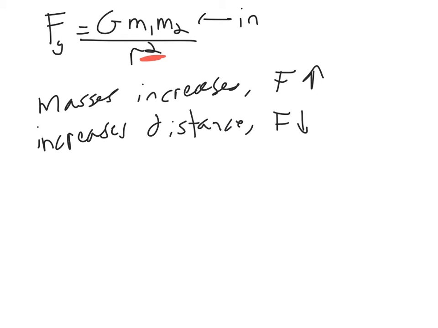But sort of the idea here is just being able to plug in values. Remember that G is 6.67 times 10 to the negative 11th. That will be given to you. But otherwise, it's just plugging in numbers. Plug in the mass of the first one, plug in the mass of the second one, divide it by the distance between the two centers squared. And that's going to be the biggest issue for people, I would imagine.